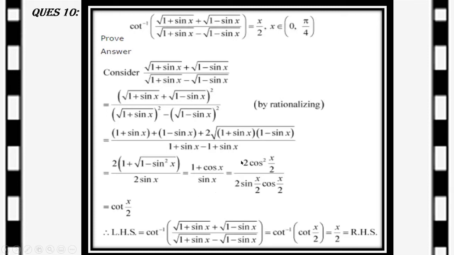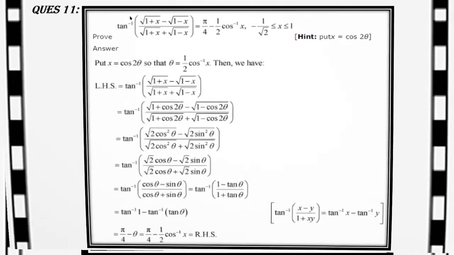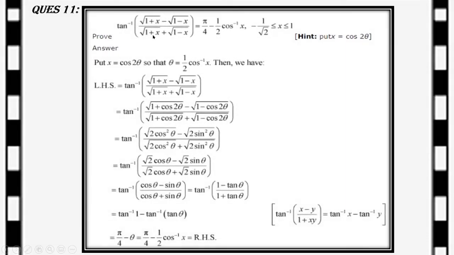Now here, cos 2 and 2 cancel, cos x by 2 and cos x by 2 also cancel, and cos by sine we will get as cot x by 2, and this is the answer. This is an important question. Question number 11, here also in the same way we are given tan inverse.